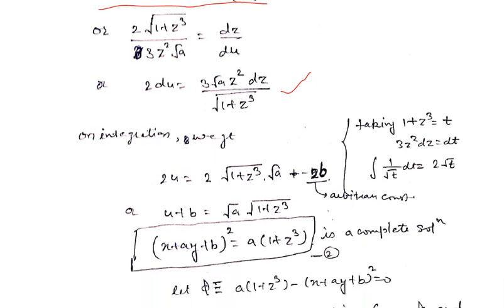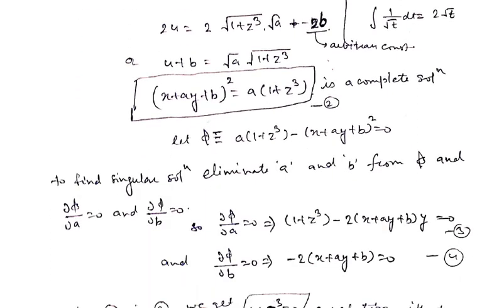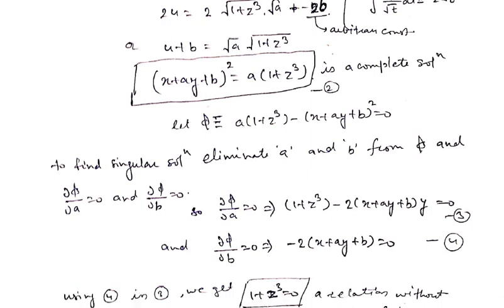Now we square both sides, so it becomes u plus b whole square is equal to a times 1 plus z cube, and replacing u with x plus ay, we get x plus ay plus b whole square is equal to a times 1 plus z cube. Now to find the singular solution, we have to calculate del phi upon del a equals 0 and del phi upon del b equals 0. From the complete solution and these two equations, from these three equations we have to eliminate a and b, and the resultant relation gives the singular integral.